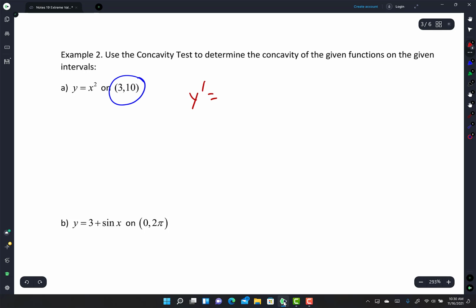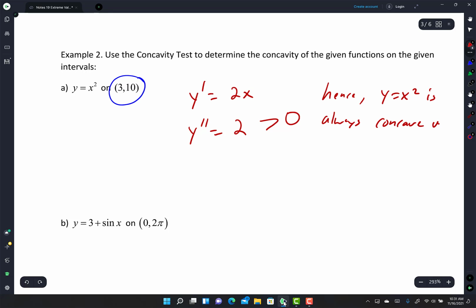y prime equals 2x. Let's take another derivative. y double prime equals 2. Is it always positive? Hence, y equals x squared is always concave up on every interval. So maybe next time I'll just delete the 3 to 10. Cool or not cool?